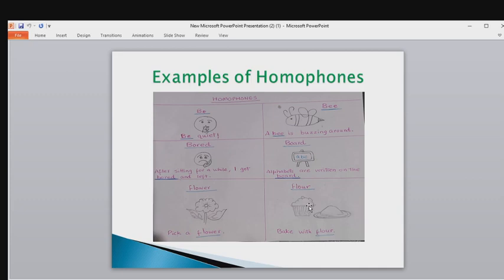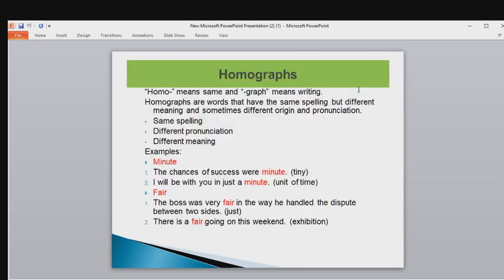Flower, flour. So here it is a flower. Pick a flower. In the other sense, bake with flour. They are two different things. Their spellings are different, but why do we call them homophones? Phones again means sounds, because their sounds are the same. We pronounce them in the same manner. They sound the same when we speak. So they become very confusing.